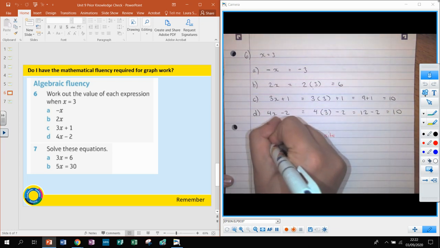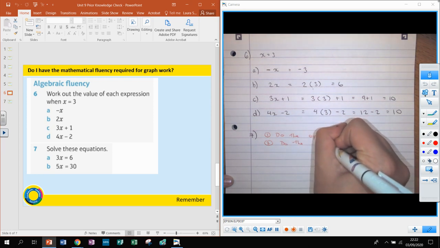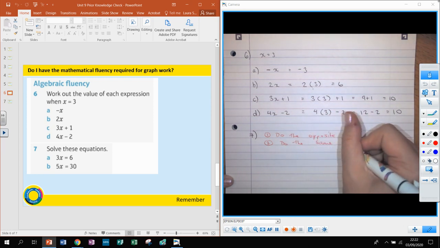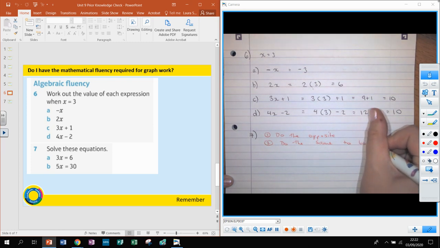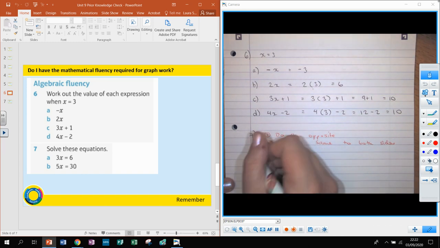And the second one is to do the same to both sides. So whatever you do on the left, you have to make sure you do on the right. And remember, when you're solving, you're trying to get the variable, in this case the x, by itself, okay? So that's really important that you're isolating the x in this case.